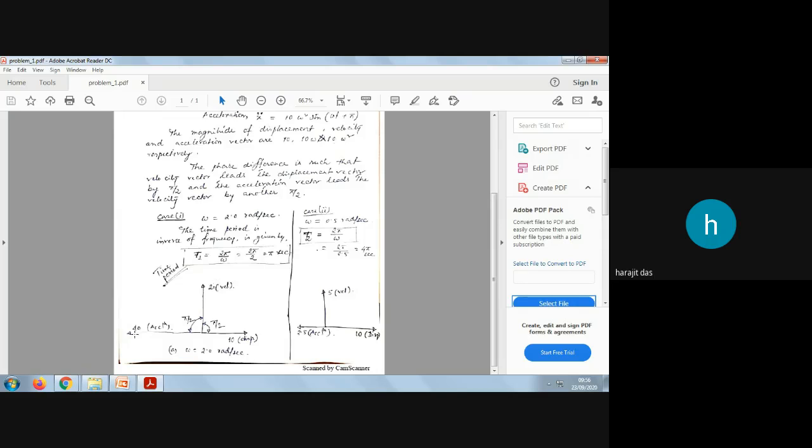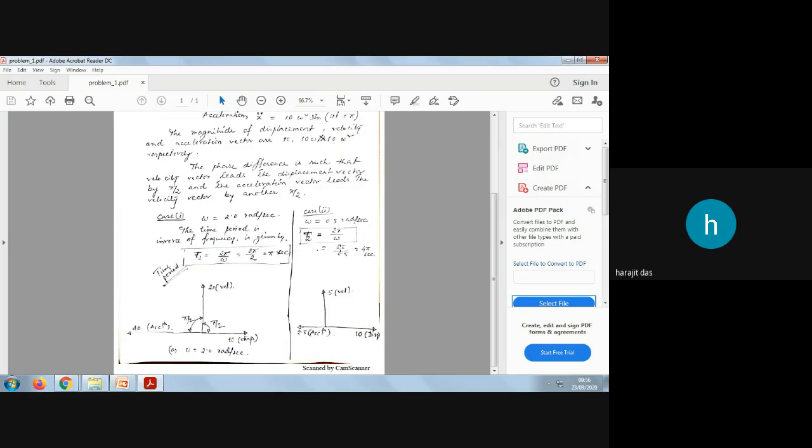So from this graphical representation, it is very much clear that displacement is in the opposite direction of acceleration, and we can see the magnitudes of displacement, velocity, and acceleration vectors, and the angles. So this is correct.